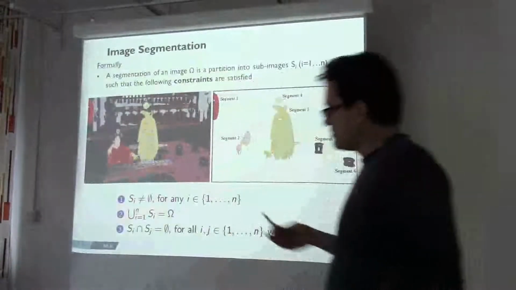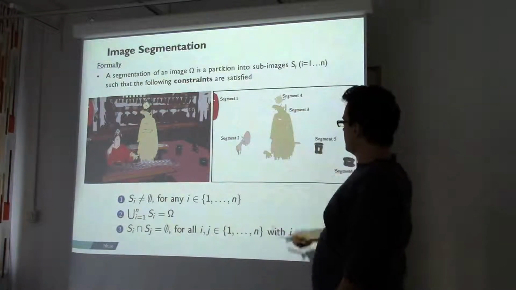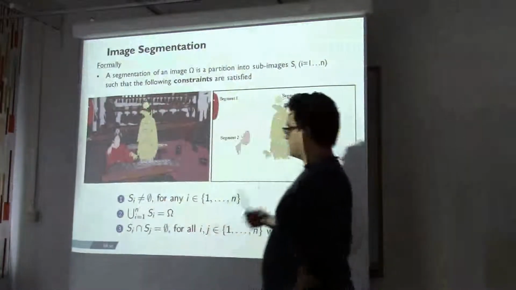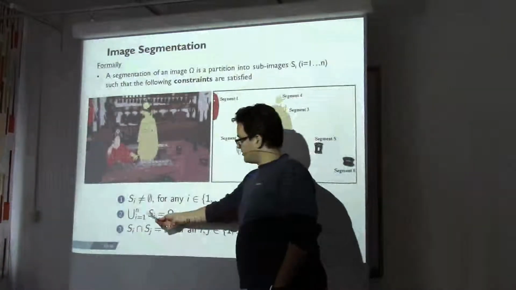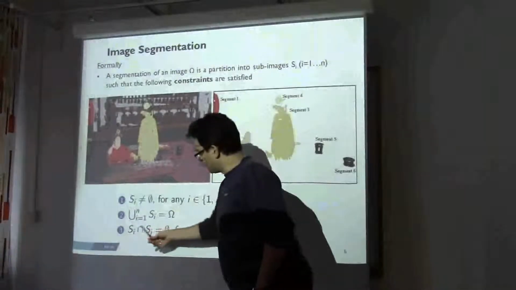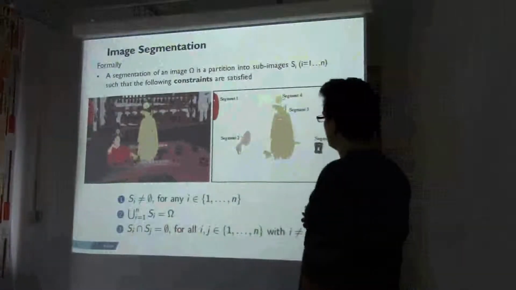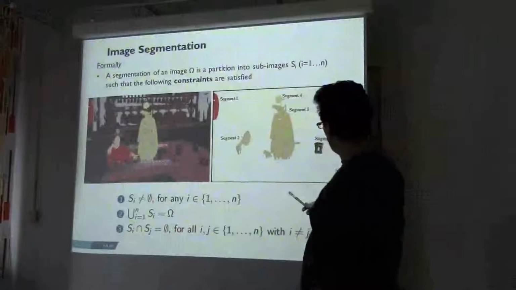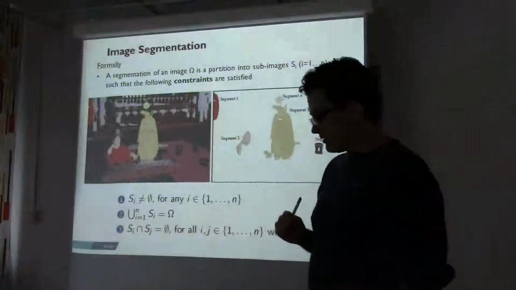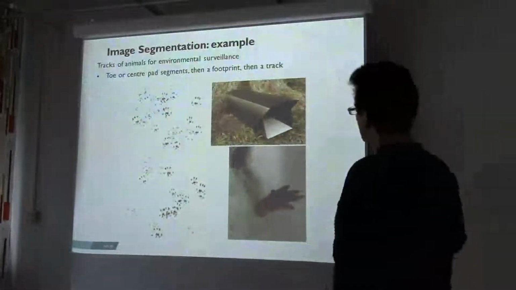So formally, segmenting an image is partitioning the image into different sub-images. They follow these constraints here. Of course, the segmented region is not empty. The union of the different segmented parts should be the whole image, and the different segmented parts should not overlap. Easy constraints. So you get the image, different parts of the image, and each region should not overlap with the others. This is just one example of segmentation.